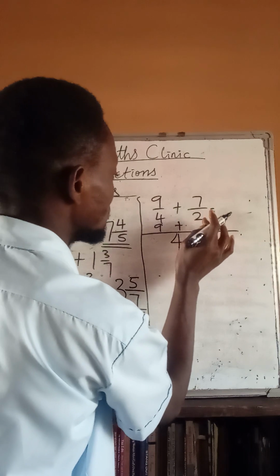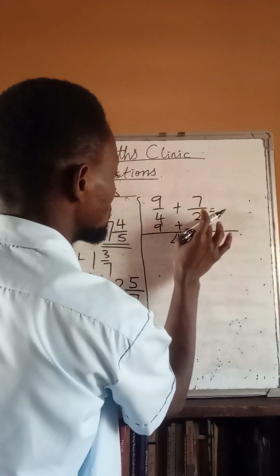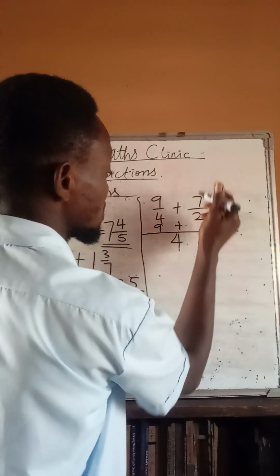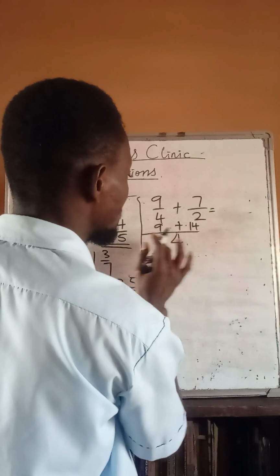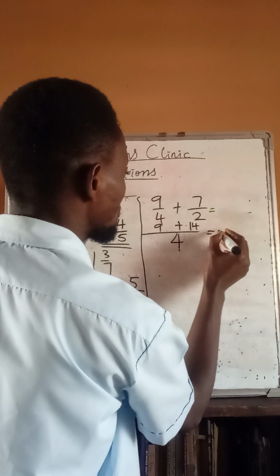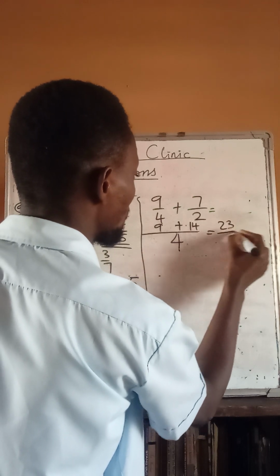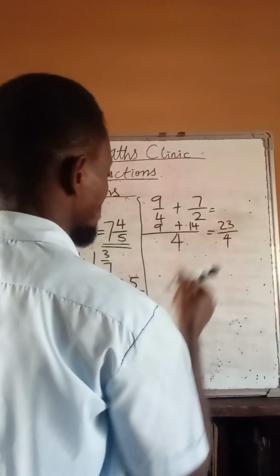How many times can we get 2 in 4? 4 divided by 2 will give us 2. 2 times 7 will give you what? It will give you 14. So we have 9 plus 14 will give us what? 23 all over 4. What kind of fraction is this?